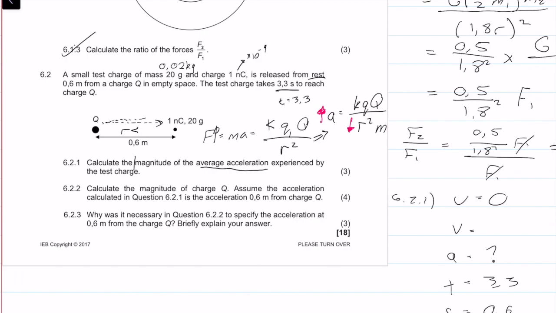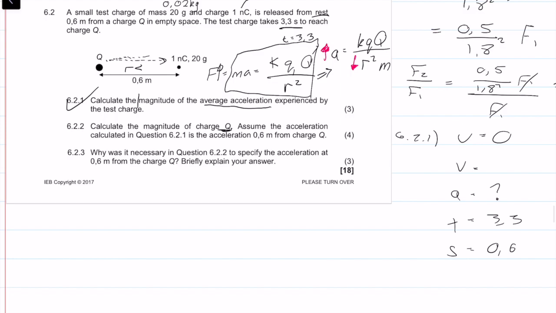So that's 3 marks. Okay, question 6.2.2, calculate the magnitude of charge Q. Assume the acceleration we calculated. So we're looking for the charge Q. How are we going to do this? Once you've calculated the acceleration, we can use this equation right here. So we can say that the mass of the test charge times the acceleration of the test charge is equal to Coulomb's constant times small q times big Q over r squared.